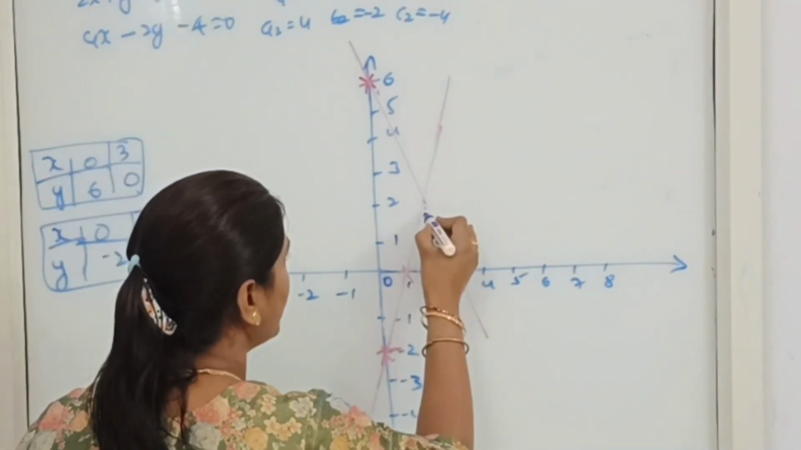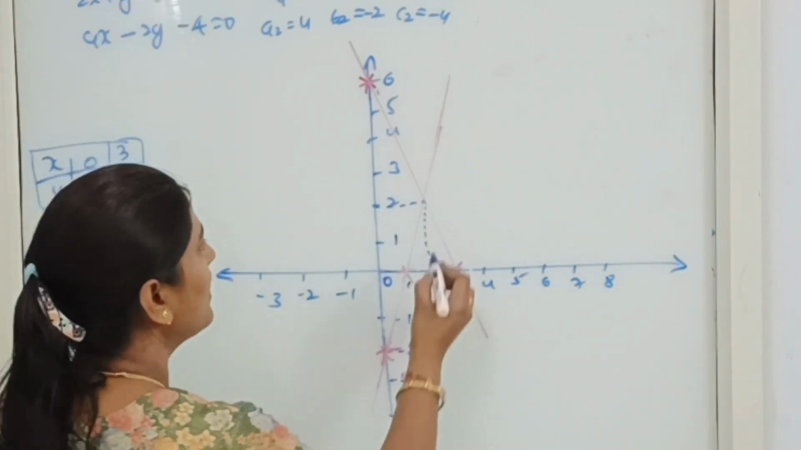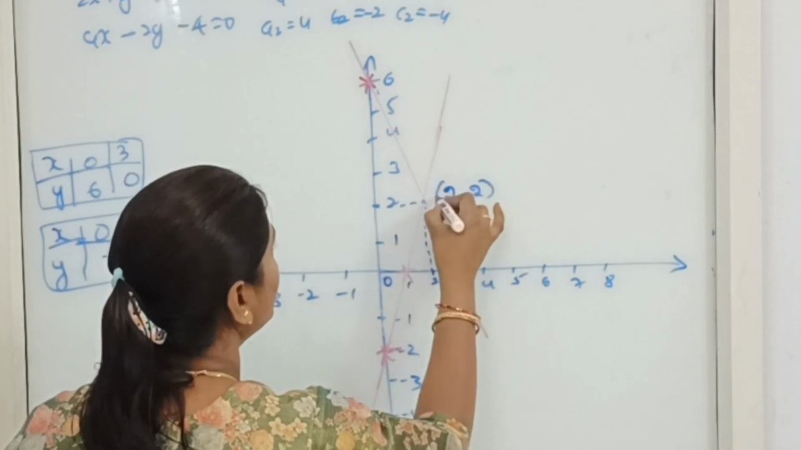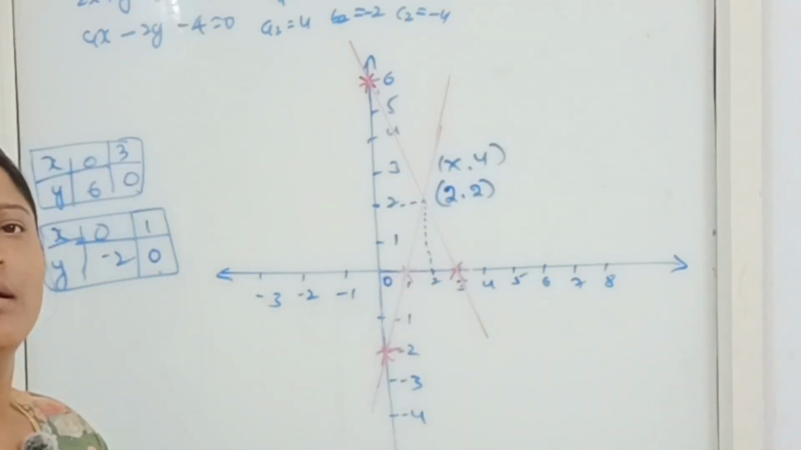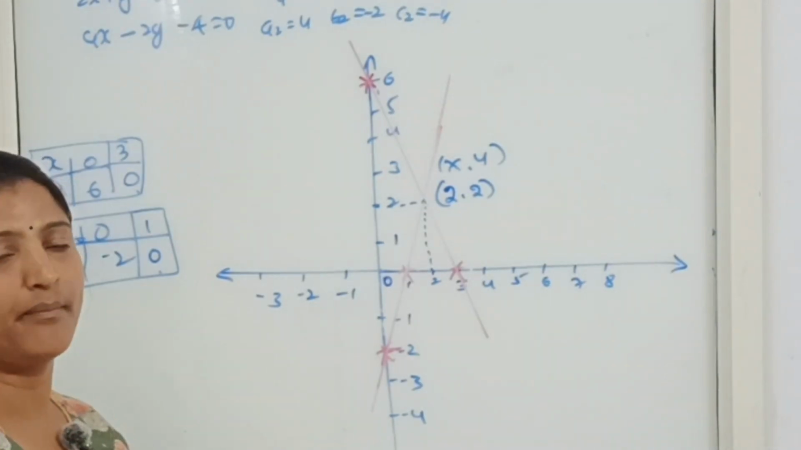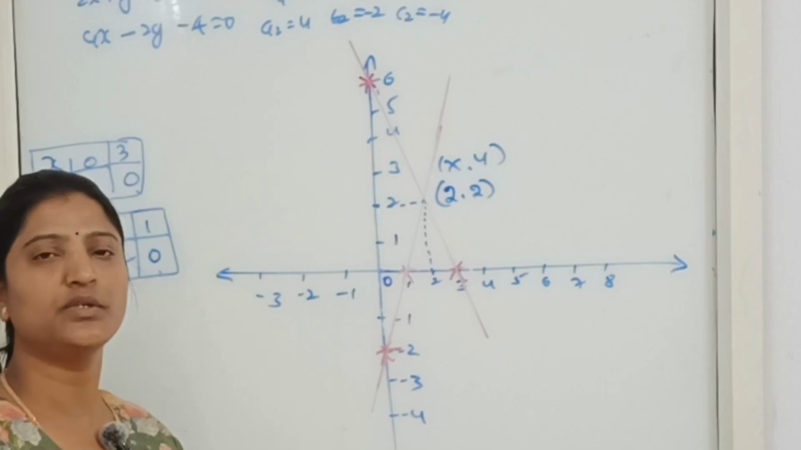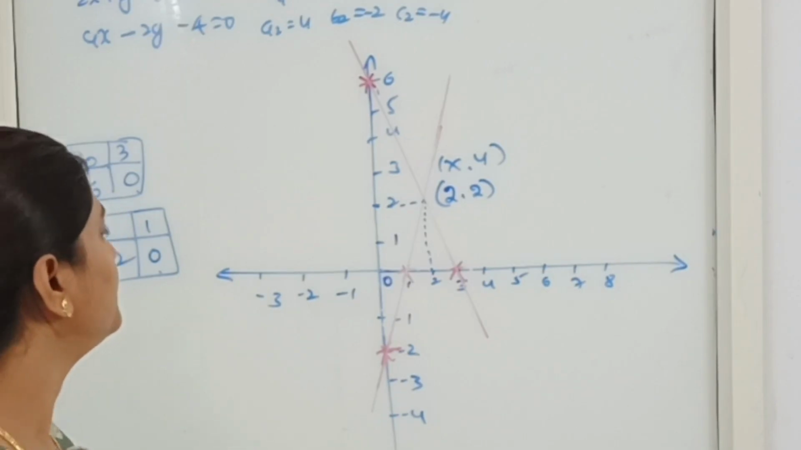Now join them. Where are they joining? At 2 comma 2, that is x comma y. So it has one solution only. Like this, we need to confirm that what the ratio comparison gives should also come on the graph. Okay, let us see the next one.